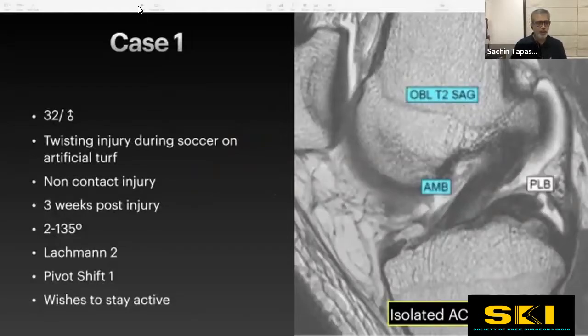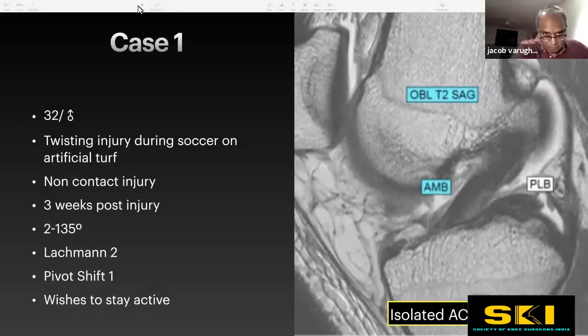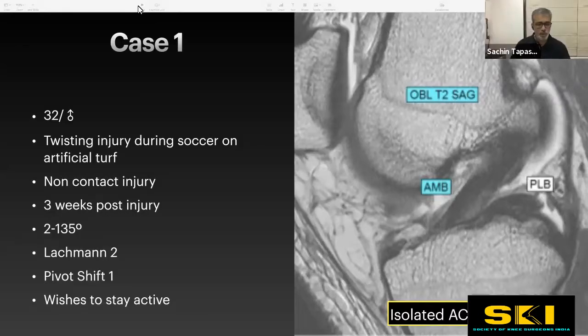And we start off with the first case. So this is a 32-year-old male. He had a twisting injury during soccer on artificial turf. So nowadays, I see a lot of these patients coming in with injuries with soccer that they play on weekends on artificial turf. And probably they're not using the right shoes or whatever it is. These weekend warriors, they come in with these torn ACLs. So he had a non-contact injury. He's now 3 weeks post-injury. He has a range of motion from 2 to 135 degrees. On clinical exam, he has a grade 2 Lachman. He has a grade 1 pivot shift. And on detailed questioning, he wishes to stay active and definitely wants to pursue his career of playing sport over the weekend.